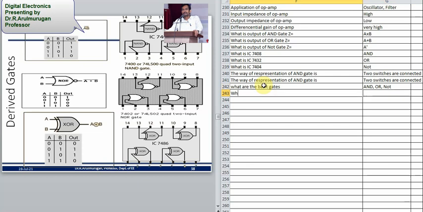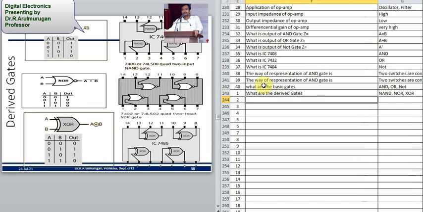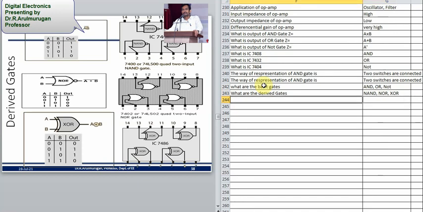What are the derived gates? You can say NAND gate, NOR gate, and XOR gate. These are the derived gates. I have already drawn the diagram for NAND. What is a NAND gate? AND gate plus NOT gate.